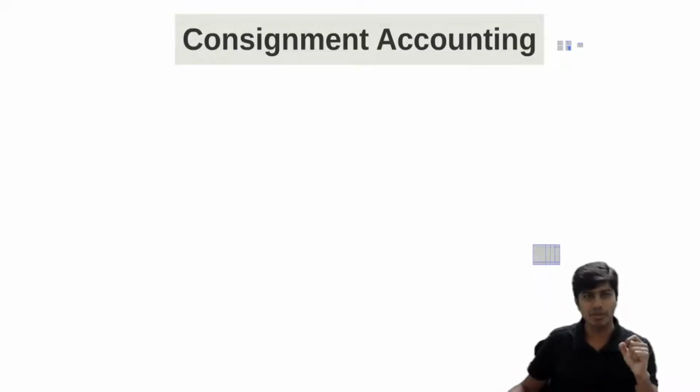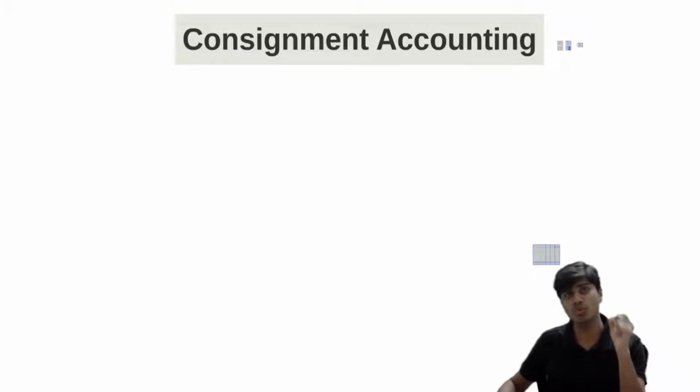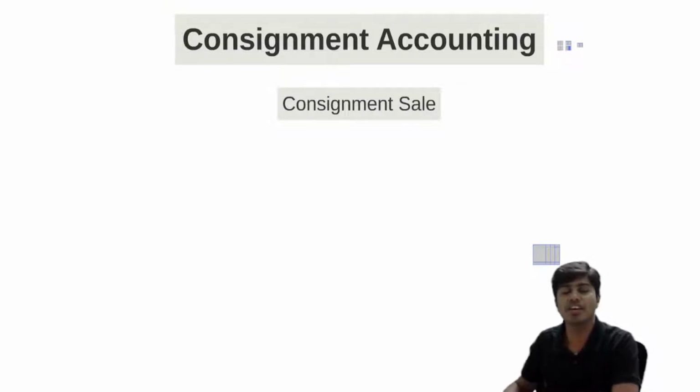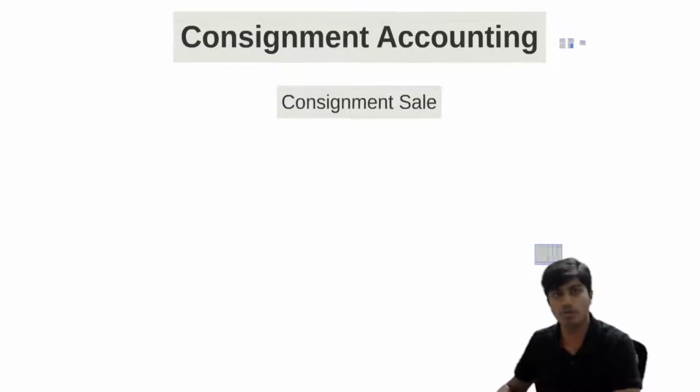In consignment accounting, the goods are sold in a little unique way than how we sell in the normal case. So we call this not a normal sale but a consignment sale. How different is a consignment sale from a normal sale? Let's see this.